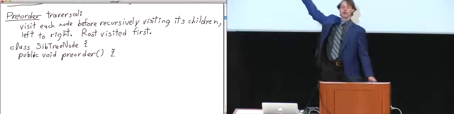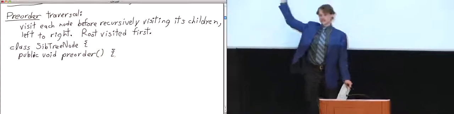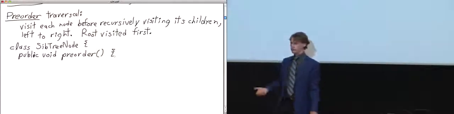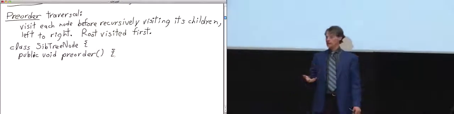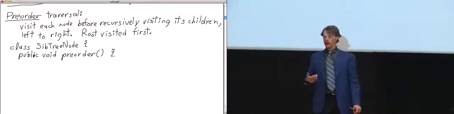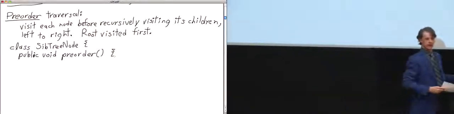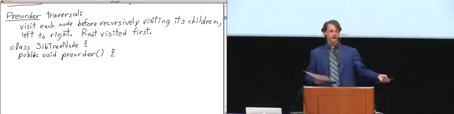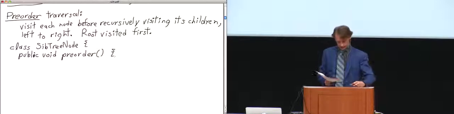So you'll notice I'm putting the method preorder in the sibtree node class. We're going to call this on a node, generally the root node, and then it's going to call itself recursively on its children nodes. And they're going to call themselves recursively, or call preorder recursively on their children, and so forth. So preorder, the first thing it always does is visit this node.